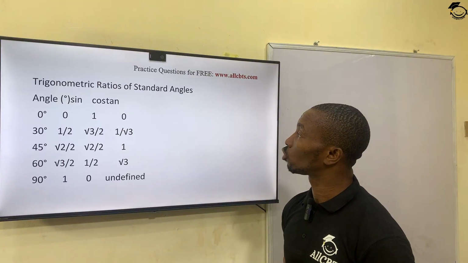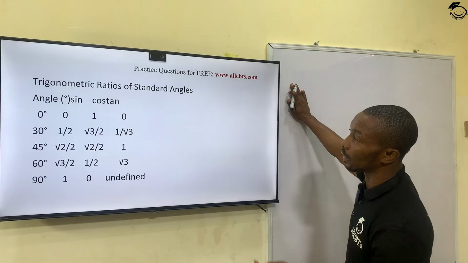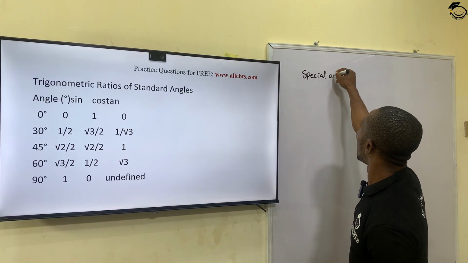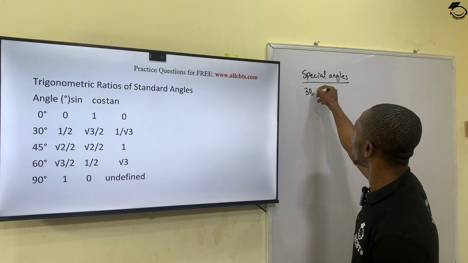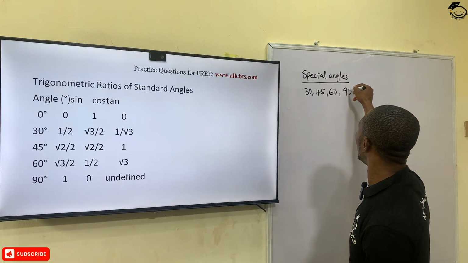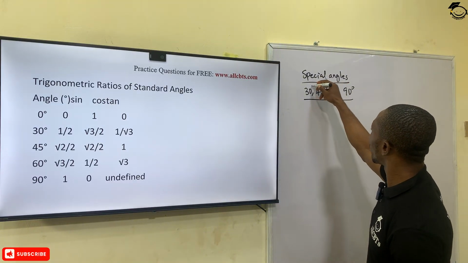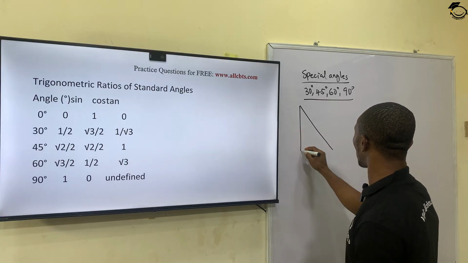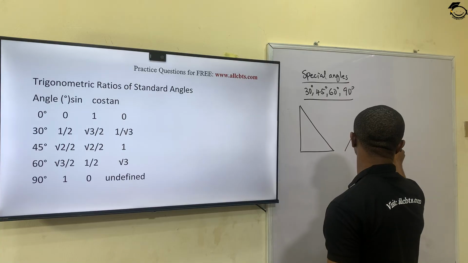Now, talking about our trigonometrical standard angles, how do we generate them? We have our special angles: angles 30, 45, 60, and 90. For each of these angles, we can derive them from a right-angled triangle and an equilateral triangle.